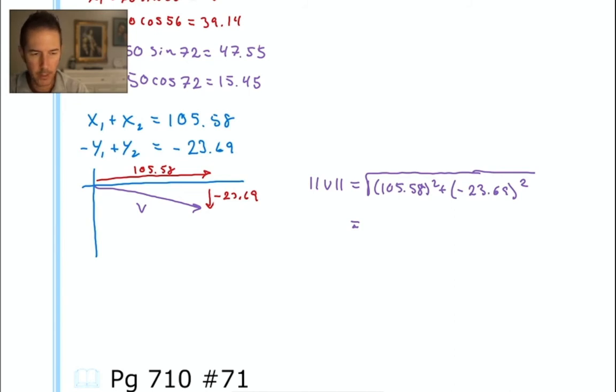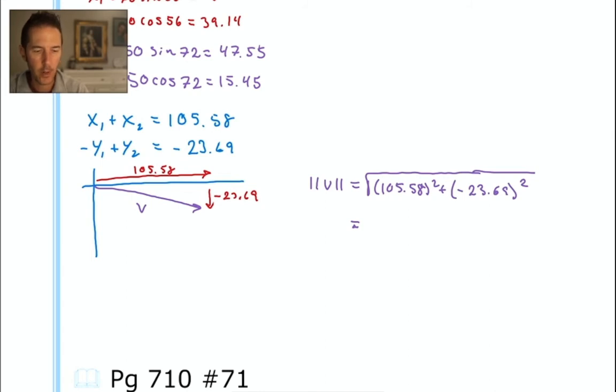And then I'm hitting plus. I'm not going to type the negative sign on the 23.69 because I'm squaring it. I know it's going to become positive anyway. So I've already hit the plus button on my calculator. Now I'll type in 23.69.